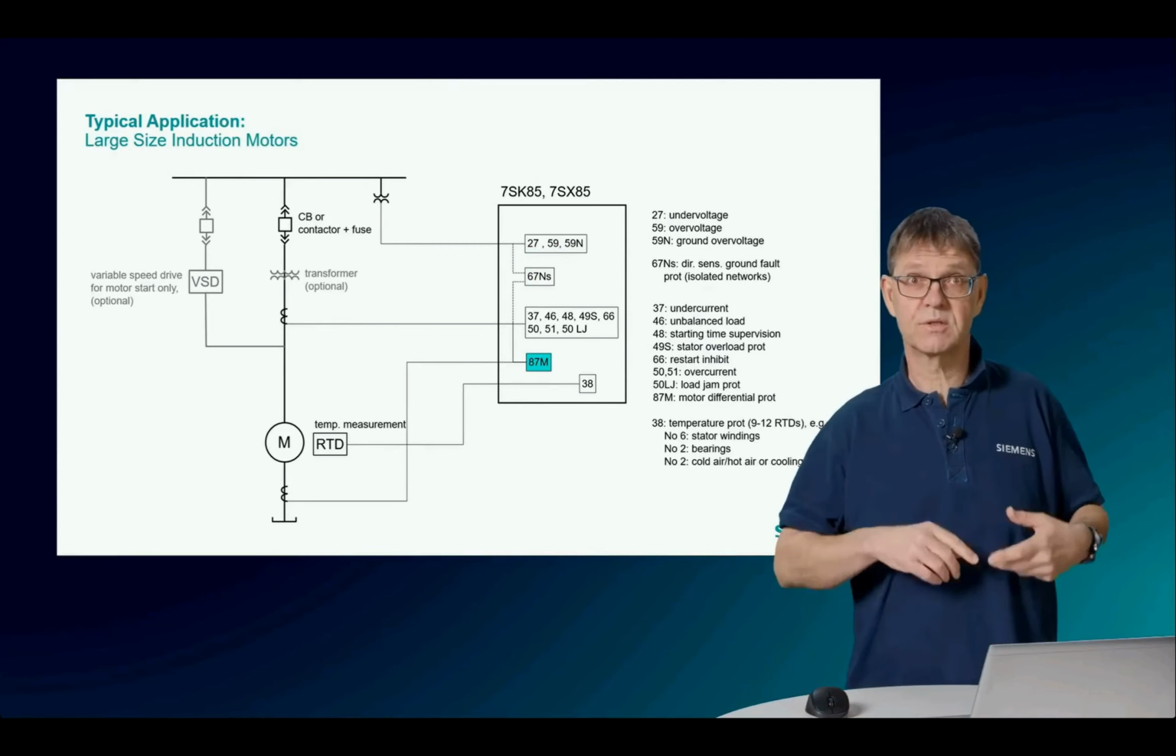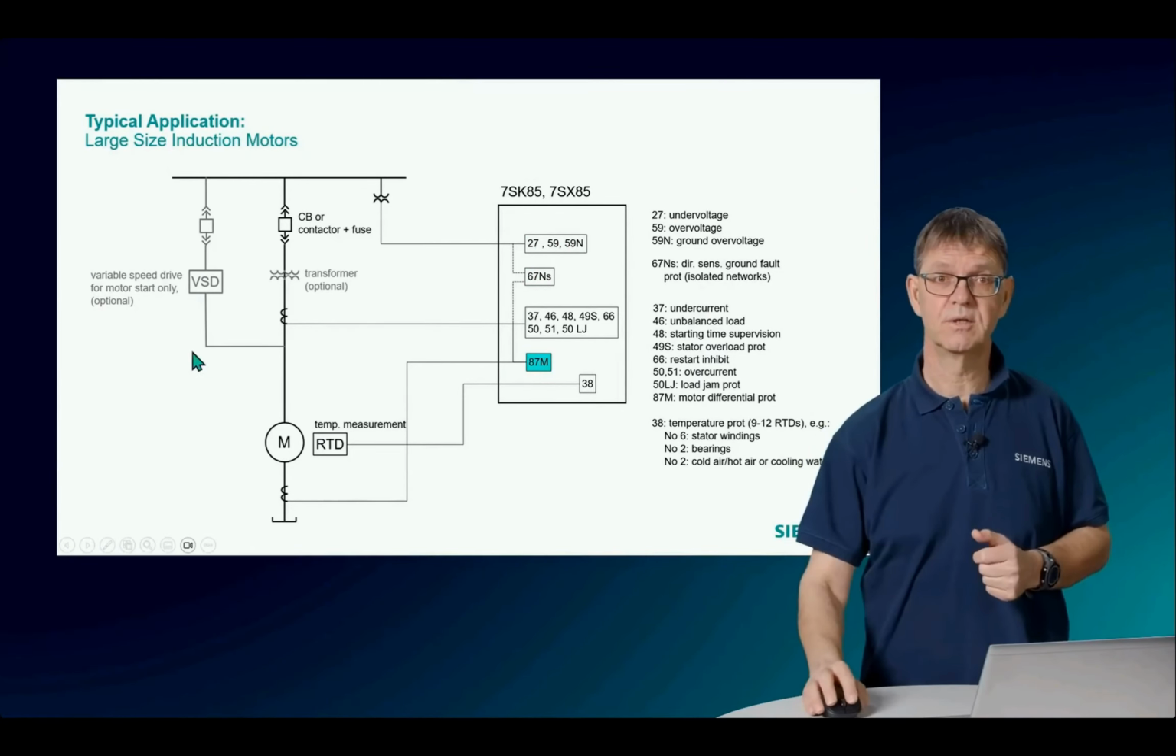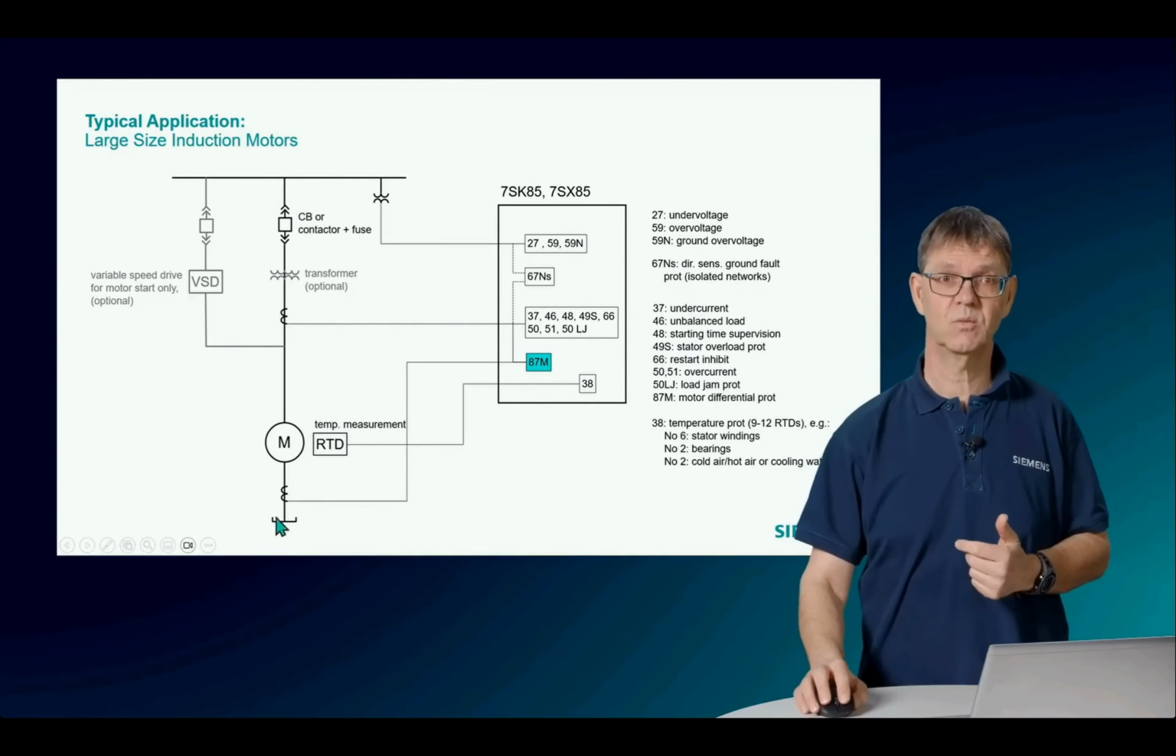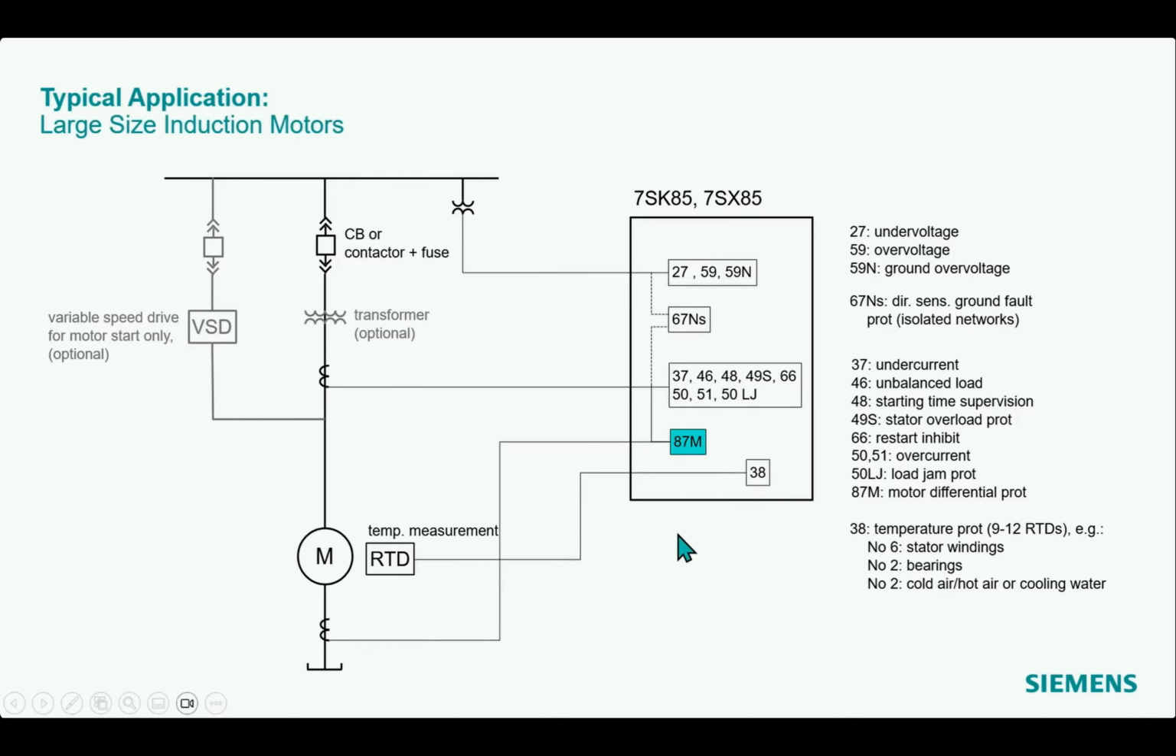If we go one step further for a large size motor, then we have here a differential protection additionally, what you see here, the 87M. And if you want to apply more sensors, then we find typically 2 sensors for each stator winding, so for each phase, and for the bearings, and maybe additional for the cooling agent and the ambient temperature.